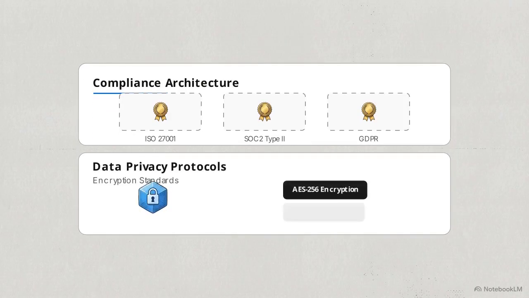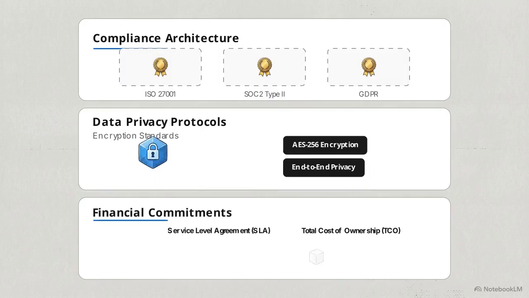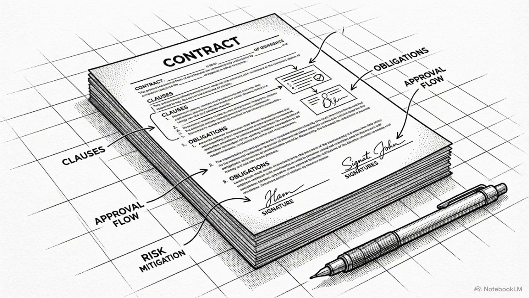Next, detail data privacy protocols, providing strict definitions on how you secure corporate data. Finally, document explicit service level agreements and a predictable model for the total cost of ownership. Corporate procurement officers do not buy raw code. They buy the guaranteed absence of regulatory fines and data leaks.